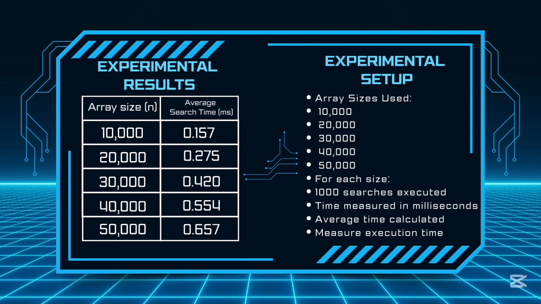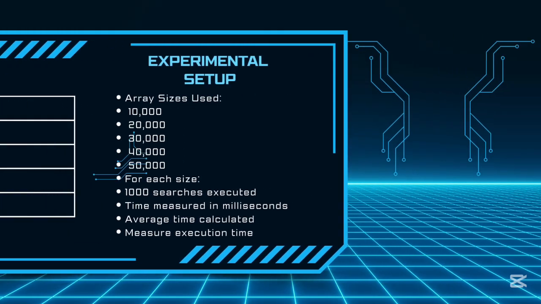We now review the table summarizing our empirical results. Here is the table showing our measured results. You can see the relationship immediately. For an array size of 10,000, the average search time was 0.157 milliseconds. When the array size increased 5 times to 50,000, the search time also increased roughly 5 times to 0.657 milliseconds.